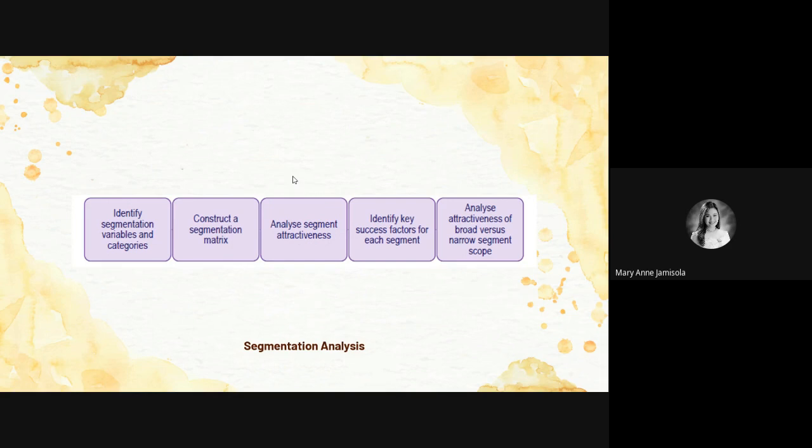Then the last step will be to analyze attractiveness of broad versus narrow segment scope. The company must identify whether it wants to be in a broad segment or a narrow one. Narrower segments could be very risky for business as a single segment could be vulnerable to the competition. Multiple segments, on the other hand, help a company to spread costs across the various segments. The company might also be in a position to use the competency of one segment in other segments.